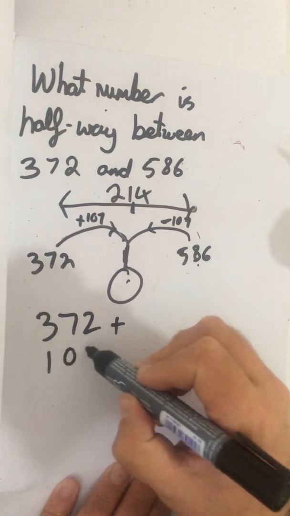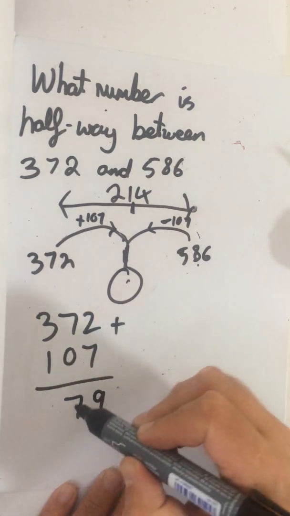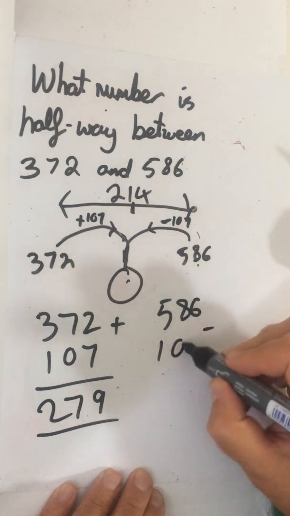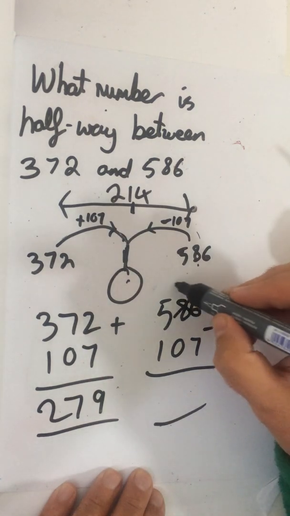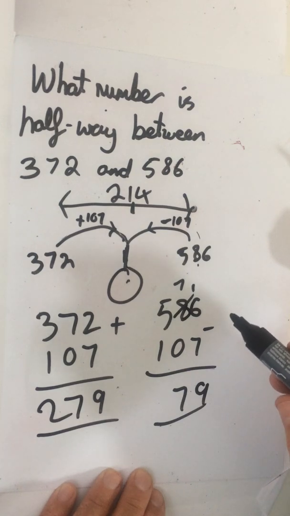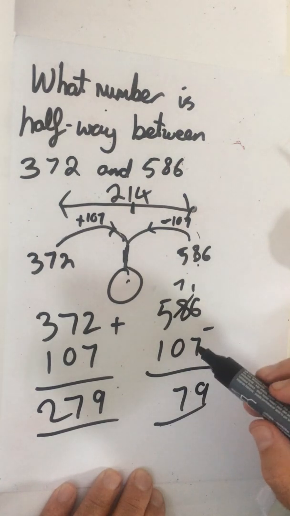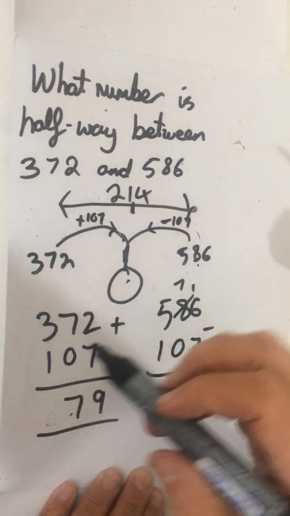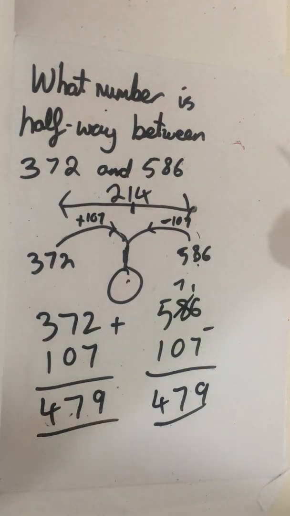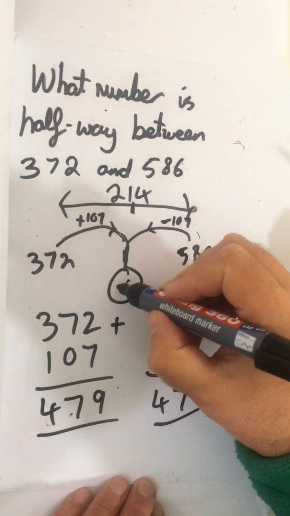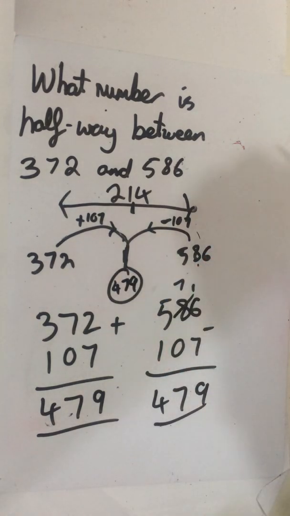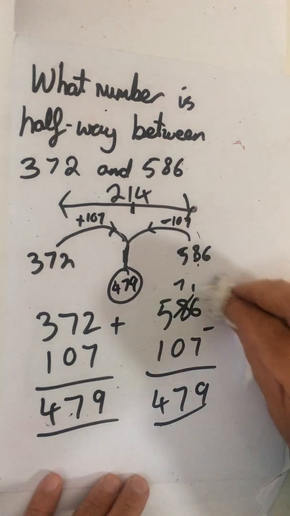372 plus 107, 479. 586 minus 107. Okay. Oh, that should be a 4. Sorry. That should be a 4. I was wondering why that wasn't working out. 5 take away 1 is 4. 479. So both come to 479. So the number right in between is 479. Okay, 479.